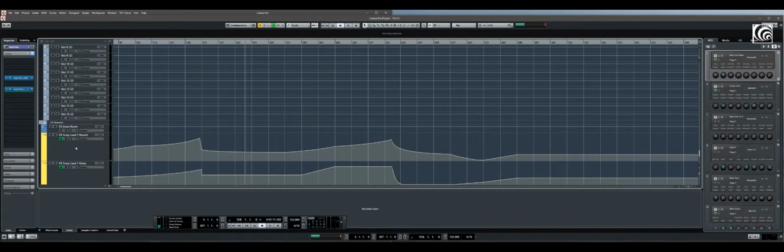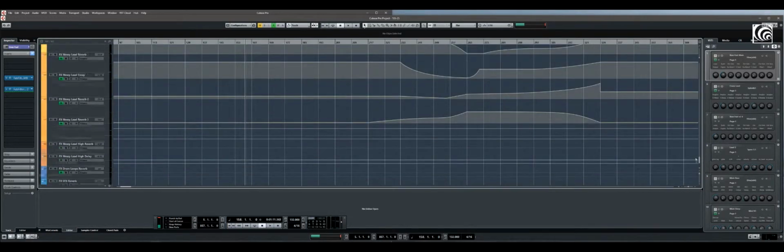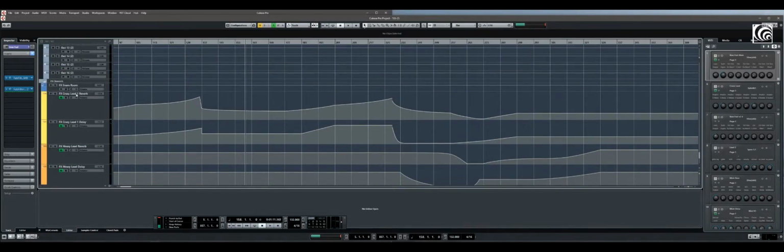But what parallel compression means is you treat the compression more as an effect than as a utility to make something work differently. And what I mean by that is you use it like a reverb or a delay, for example. So if we take a look at these, I have my crazy lead reverb and crazy lead delay. I could have here a channel called crazy lead parallel compression.